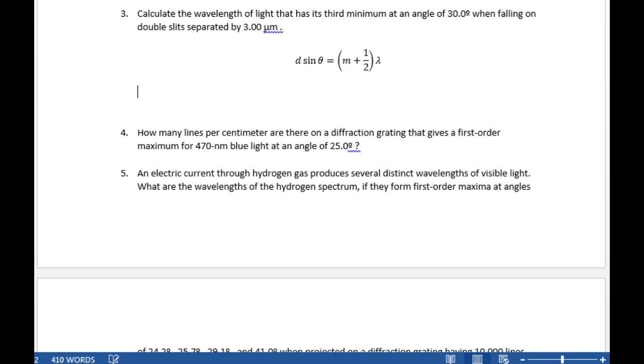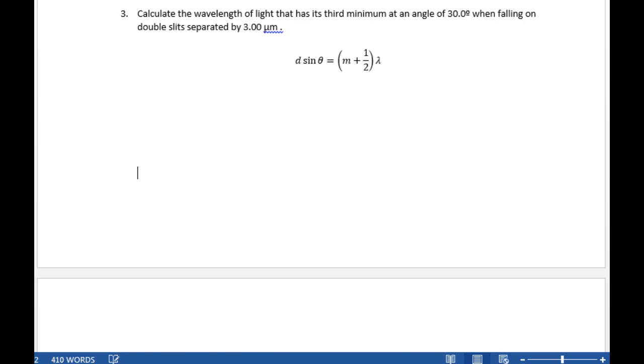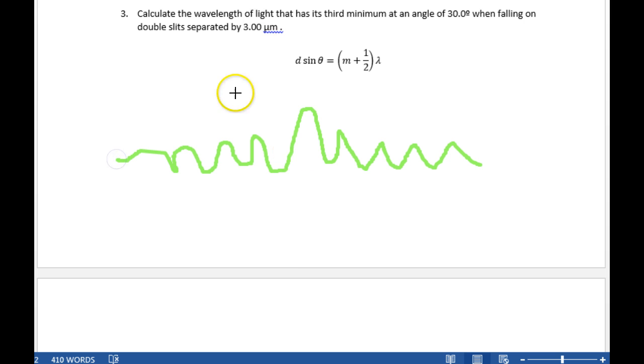Now here's where, with the minima, things are a little goofy. They're a little goofy because for the maxima, the world is symmetric. There's a 0, there's a 1, there's a 2, there's a 3, there's a 4. There's a -1, a -2, -3, -4, and so on. Maxima are easy. Minima. Here is the m equals 0 minima.